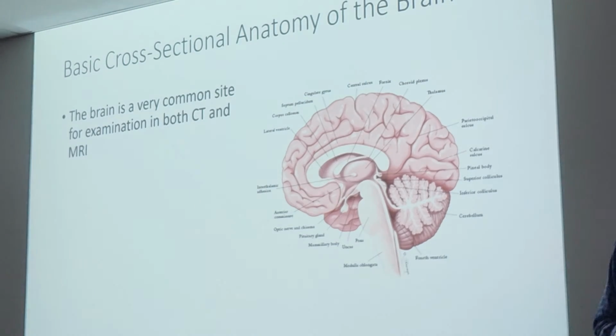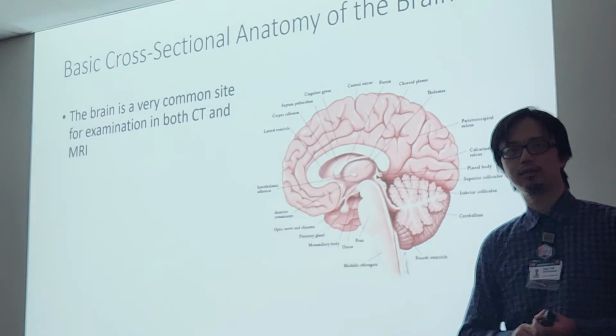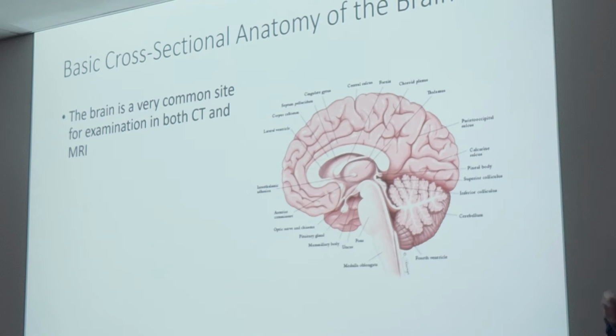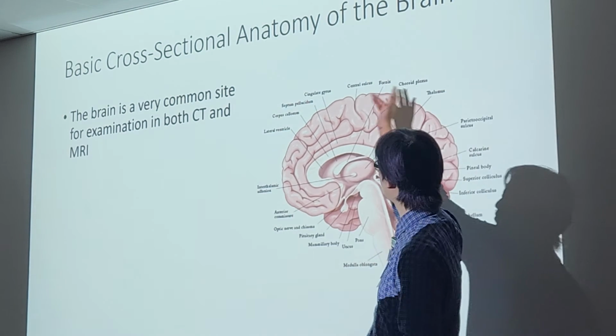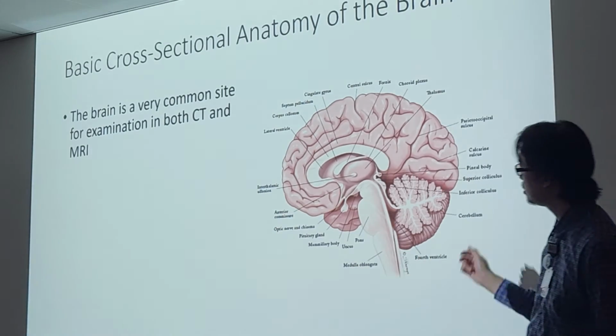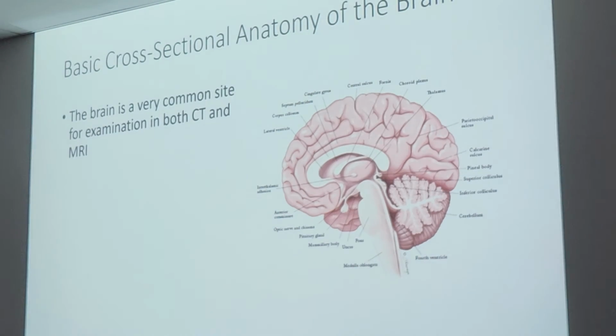Using the brain as an example for cross-sectional imaging, because the brain is a very common site for examinations in both CT and MRI. So here you have all the different parts of the brain. You do not need to memorize all the parts of the brain right now.